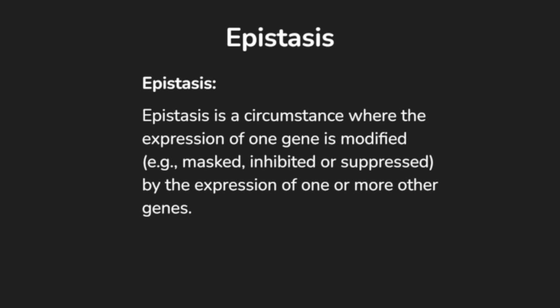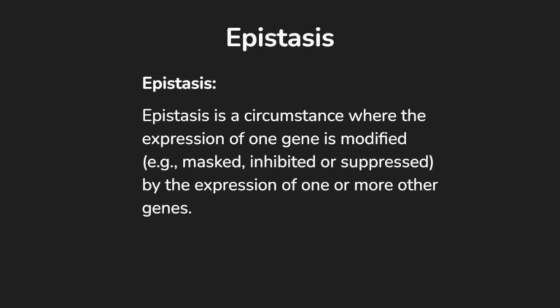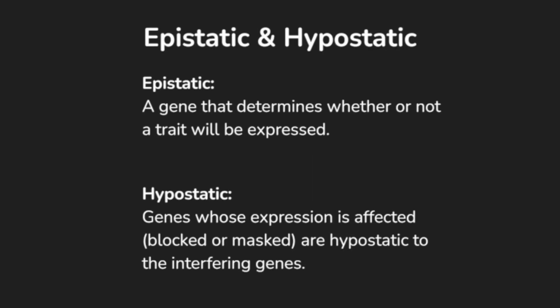Epistasis is a circumstance where the expression of one gene is modified, for example masked, inhibited, or suppressed, by the expression of one or more other genes. In this case, with the C-locus and the splash locus, we're just going to have those 2 genes. So we're going to focus on the 2 roles that those 2 play, which is epistatic and hypostatic.